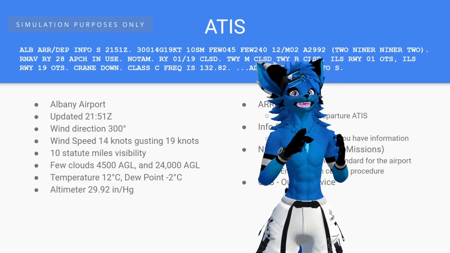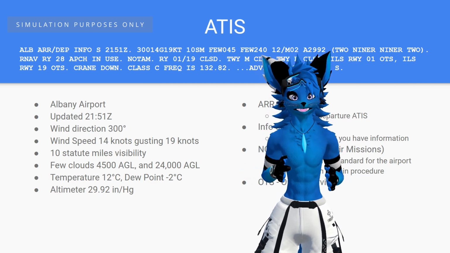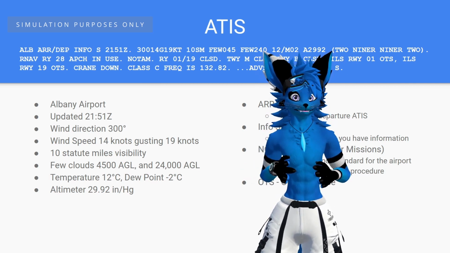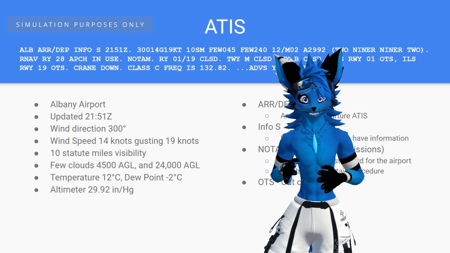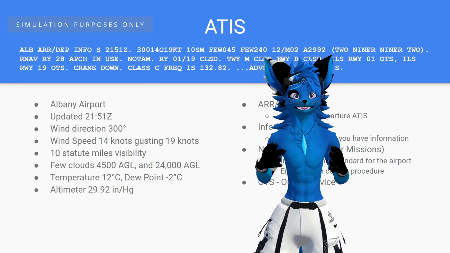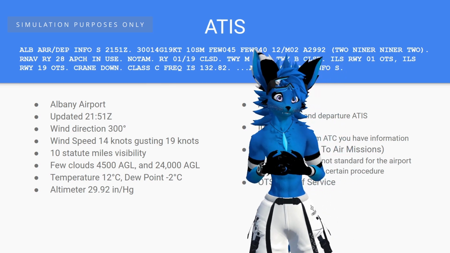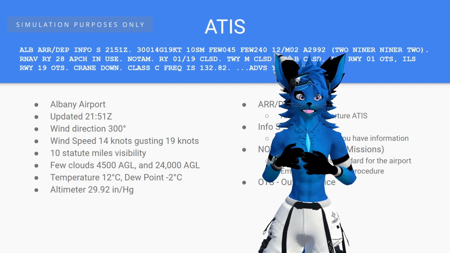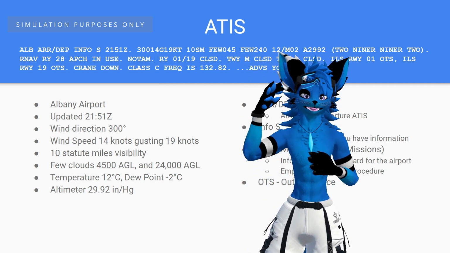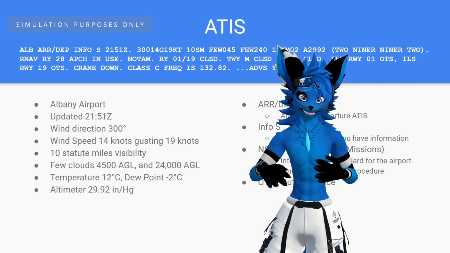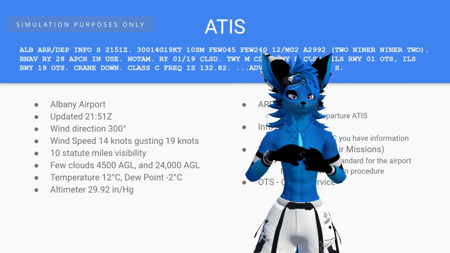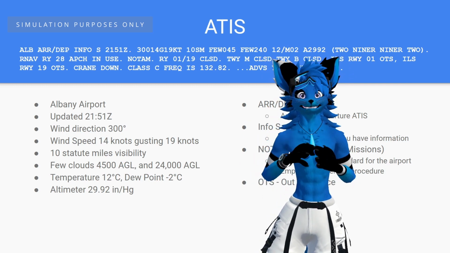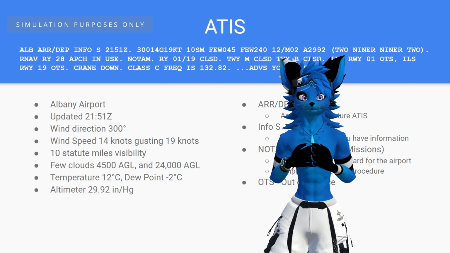Next, we see information Sierra. When the ATISes are updated by the air traffic controllers, they're going to attach a letter to it so it's easy for them to tell whether or not you have the most up-to-date information. So the way the ATIS works is that it starts at A and goes all the way down the alphabet to Z, and then once they get to Z, they just go right back up to A. But every time the ATIS is updated, that letter is going to change. So in this case, information Sierra is current.